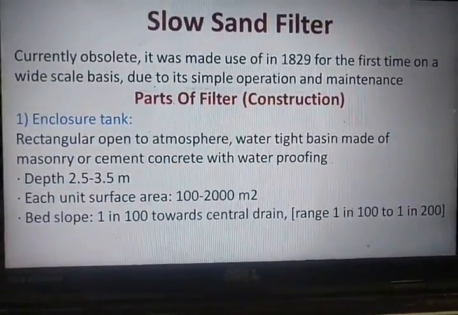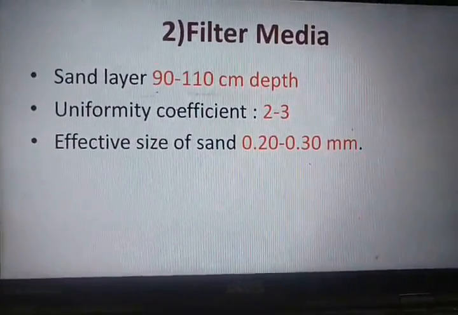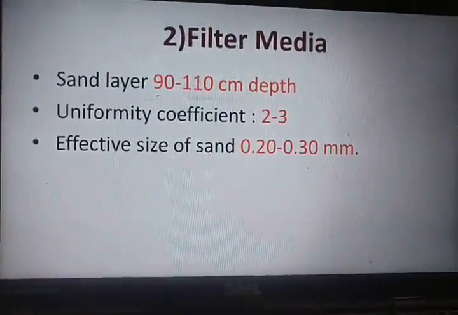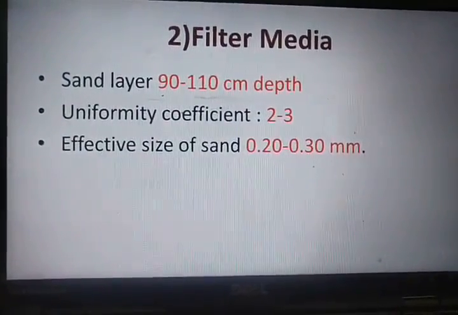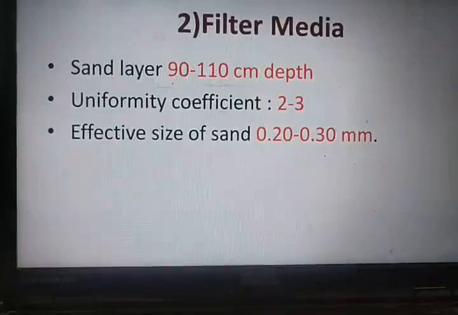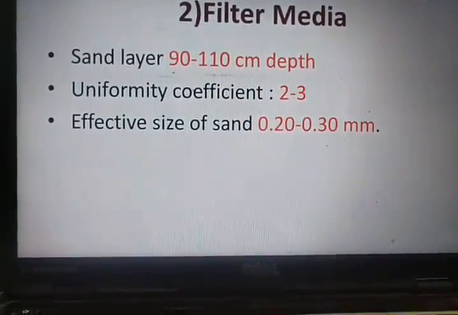Then the filter media: here the sand layer, the top layer, will be in the range of 90 to 100 centimeters in depth. Like I was telling you, the uniformity coefficient, that means the sand should have a uniformity coefficient of 2 to 3.